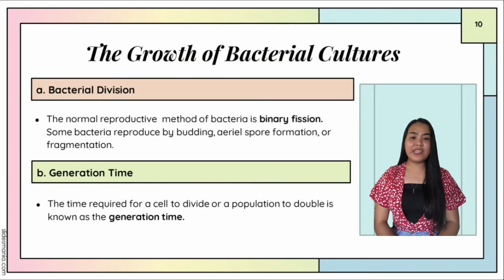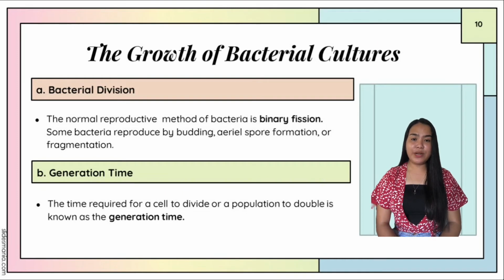The growth of bacterial cultures. First is the bacterial division. The normal reproductive method of bacteria is binary fission. Some bacteria reproduce by budding, aerial spore formation, and fragmentation. Second is the generation time. The time required for a cell to divide or a population to double is known as the generation time.